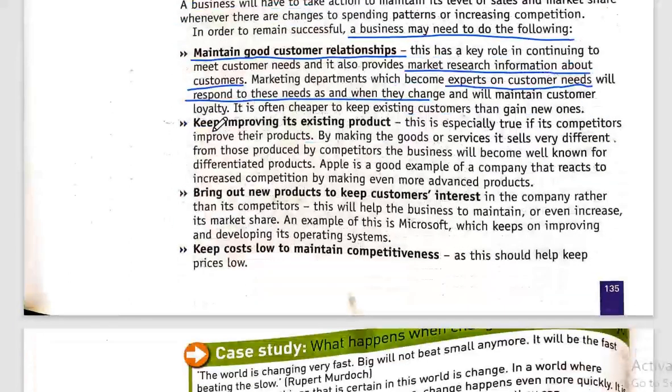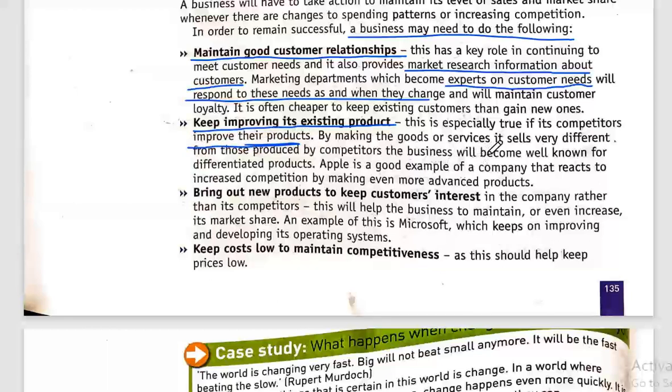So whatever changes might pop up, the business is ready to cope with them. And also, it's going to keep improving its existing products, because I know that there's a lot of competition and a lot of changes in the spending pattern. I must improve my existing products. I should always be improving my products. I'm not keeping my products just the same.